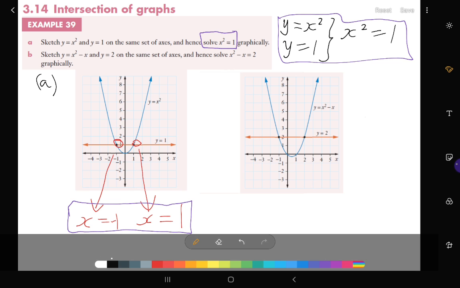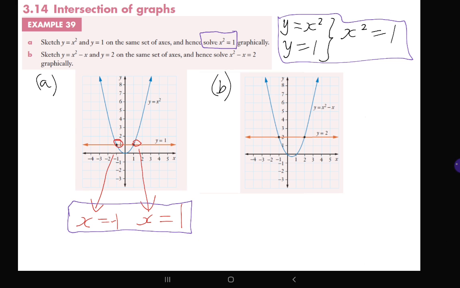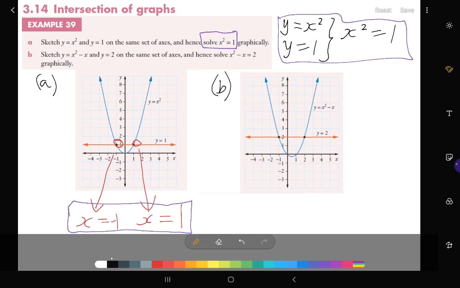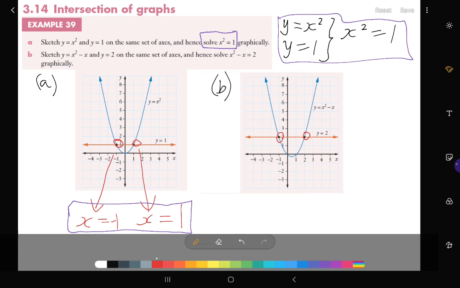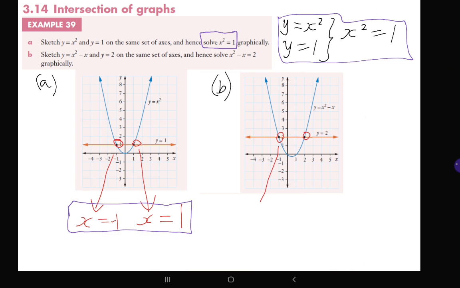Now for part B, we're looking at a similar technique. Graph the parabola and graph the horizontal line y equals 2. Here are your points of intersection. So you've got x values, x equal to negative 1 and x equal to positive 2.